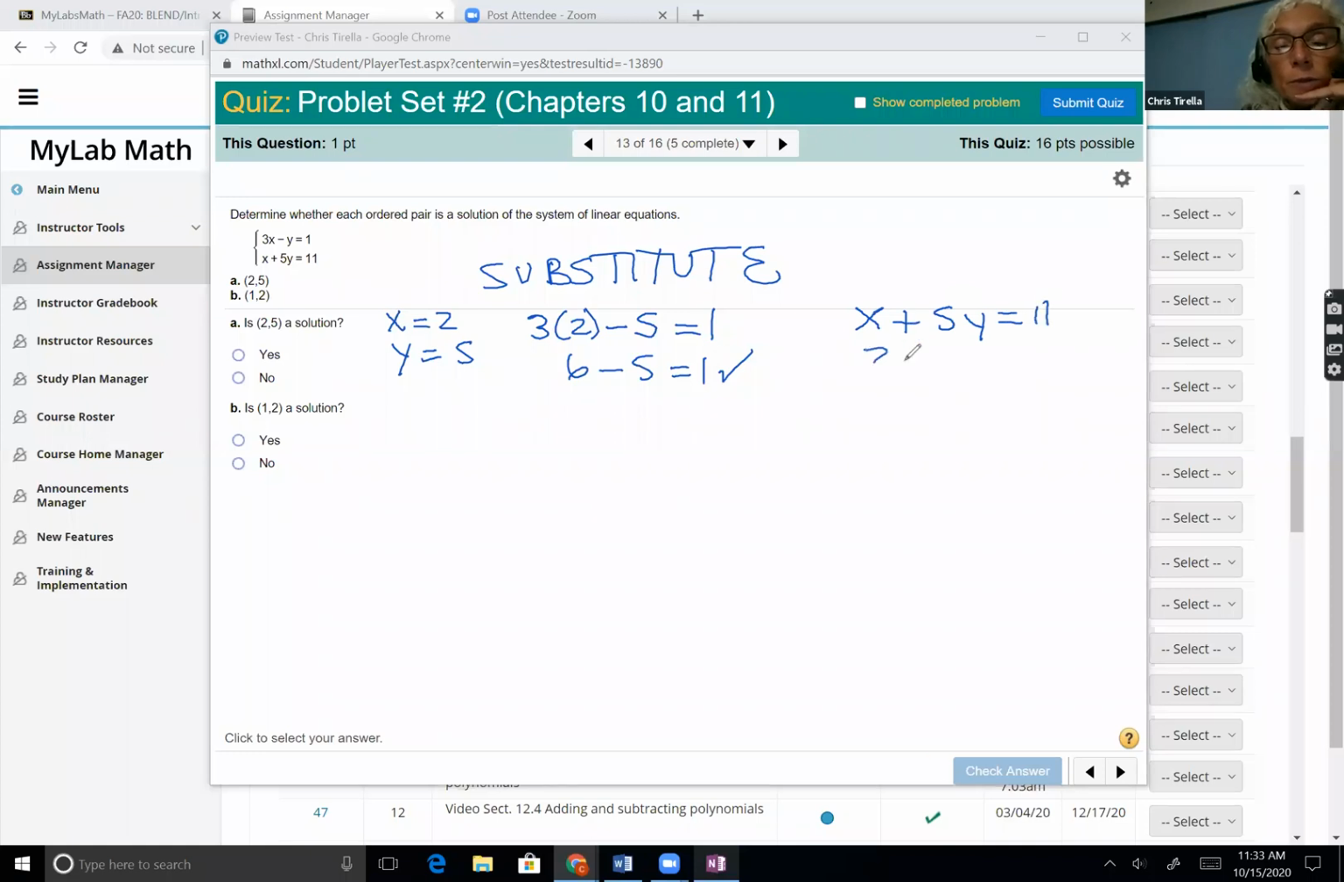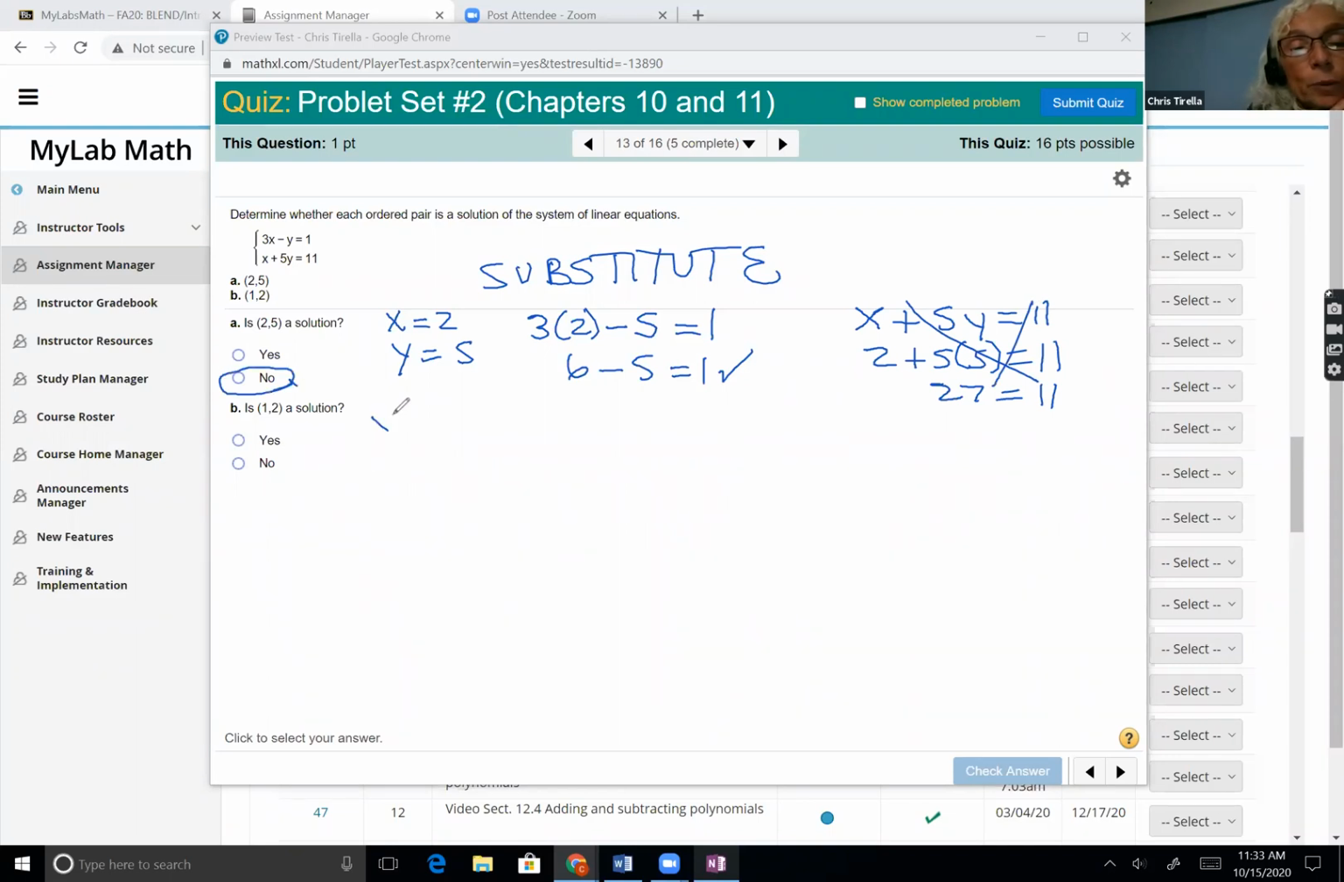So does 2 plus 5 times 5 equal 11? Does 27 equal 11? Thinking that's a no. So here our answer is no.